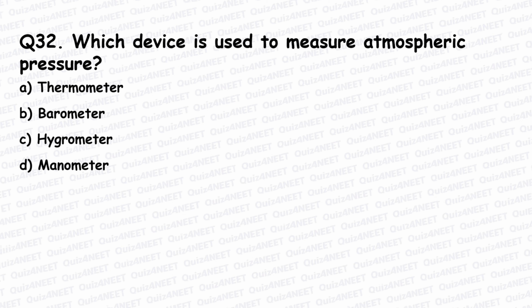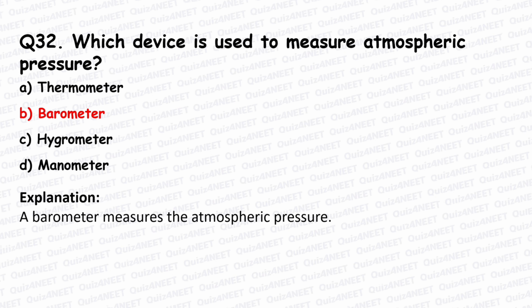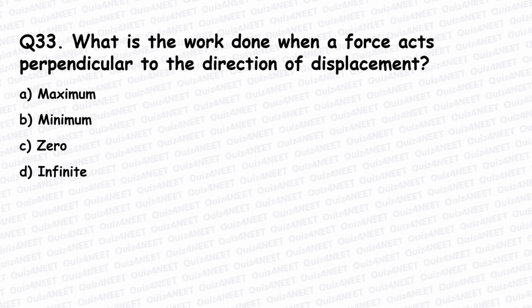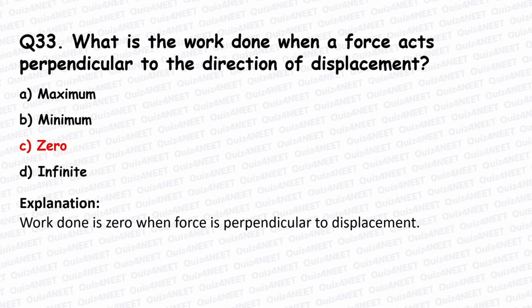C, hygrometer. D, manometer. Answer B, barometer. A barometer measures the atmospheric pressure. Q33. What is the work done when a force acts perpendicular to the direction of displacement? A, maximum. B, minimum. C, zero. D, infinite. Explanation. Work done is zero when force is perpendicular to displacement.